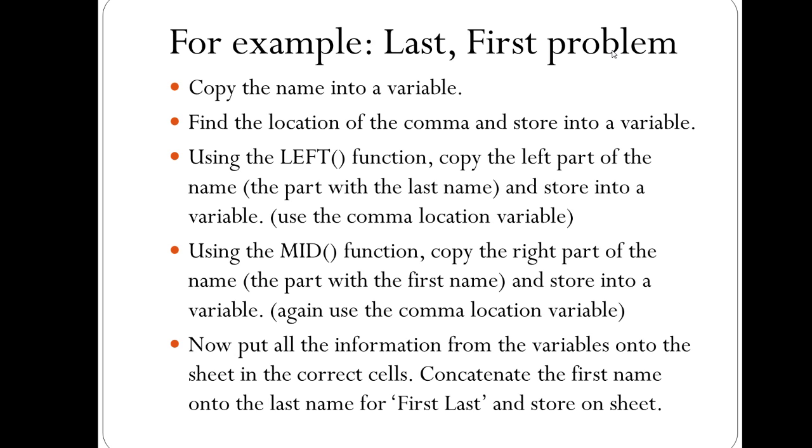We had the left part, the right part, we had the location of the comma, and we could put all of that onto the sheet just with assignment statements, and we could also concatenate the first name variable onto the last name variable and store that in the sheet. So it looks like we have a pretty good list of the steps here. And I think we could even ask somebody else to walk through this list of steps and see if they thought it was reasonable, even if they didn't know much about Visual Basic.